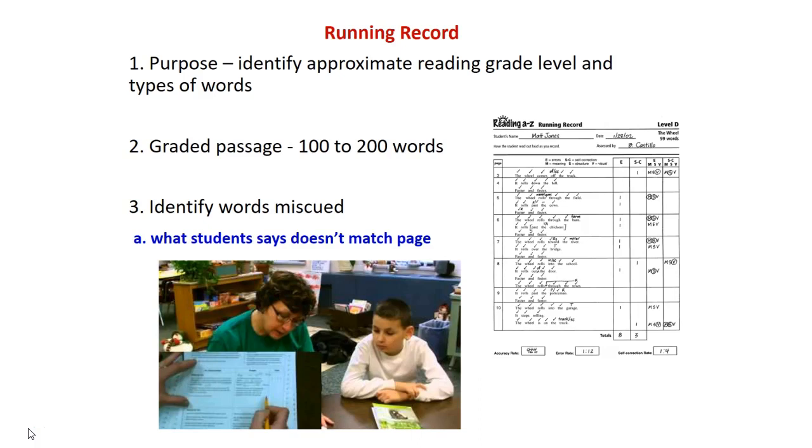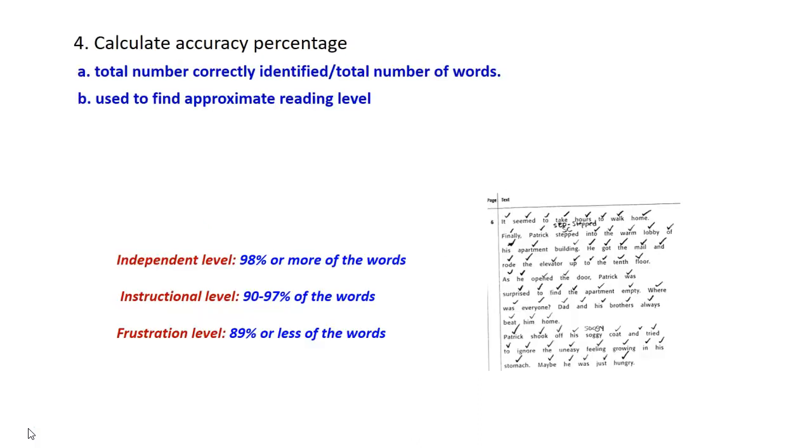You'll have a graded passage, which has been normed for the average second, third, or fourth grader, 100 to 200 words. The student reads out loud, and you identify any word that is miscued. That's when what the student says does not match what's on the page. At the end, you calculate the accuracy or percentage: the total number of words correctly identified divided by the total number of words to find the approximate reading grade level.